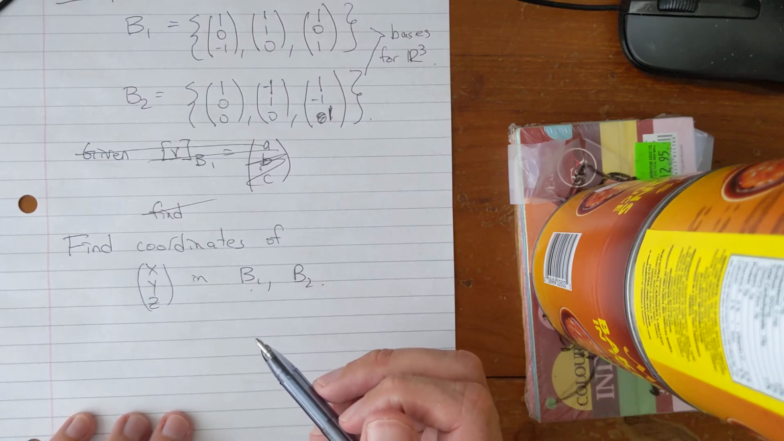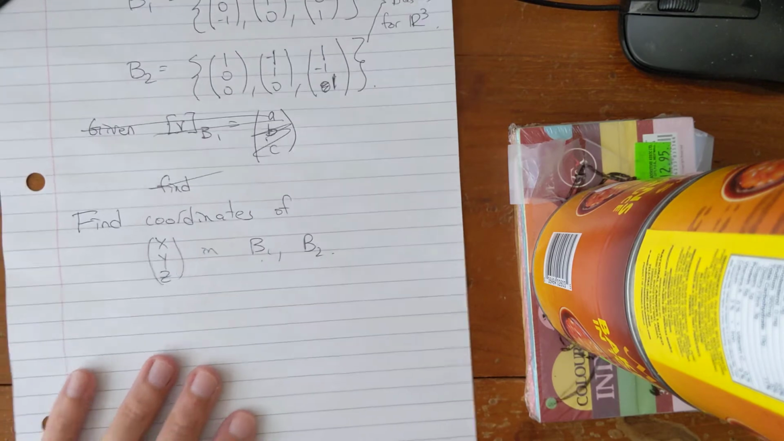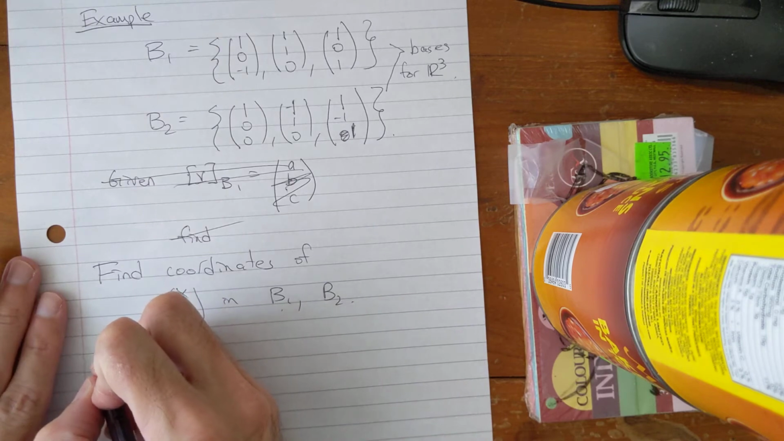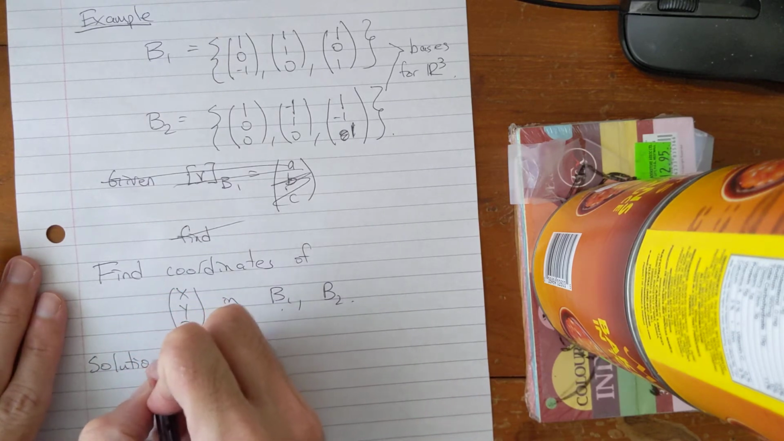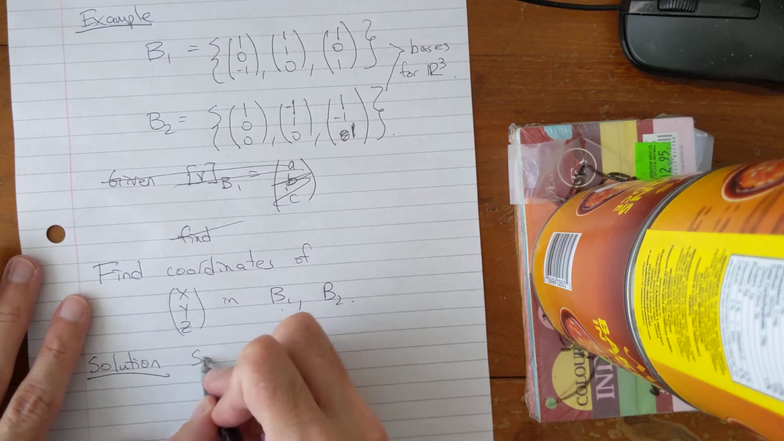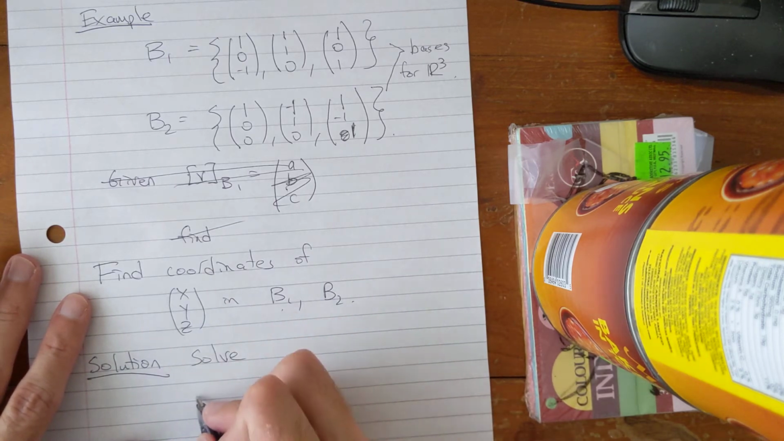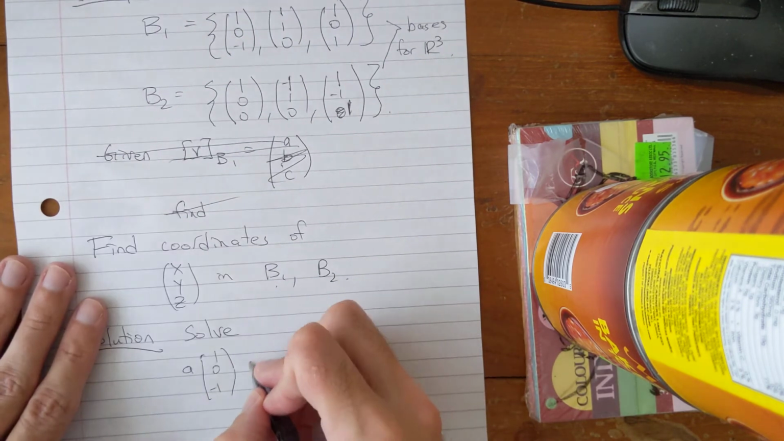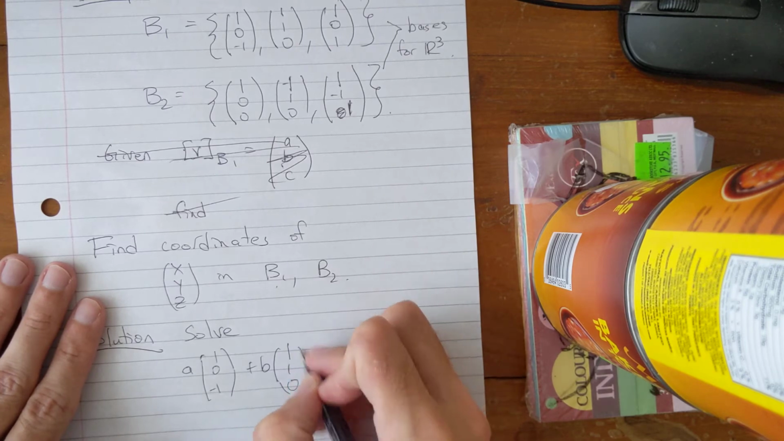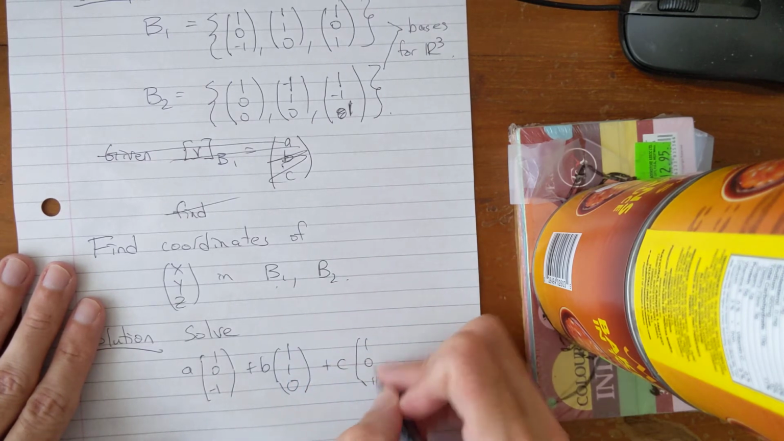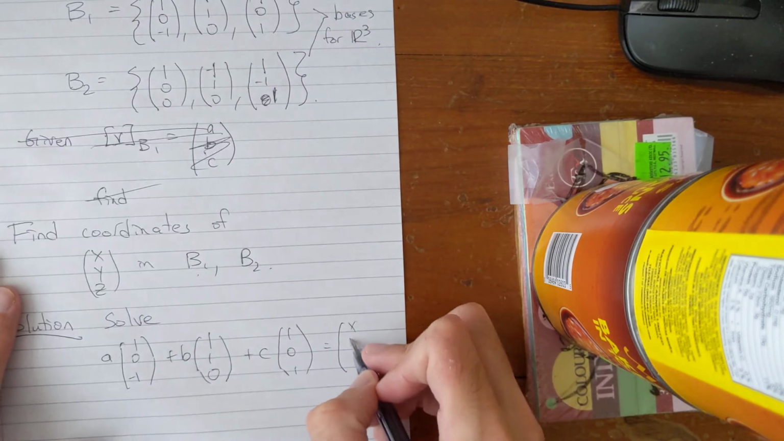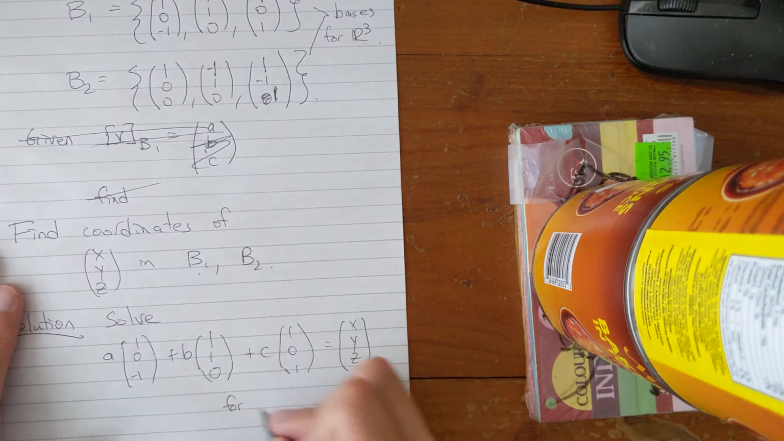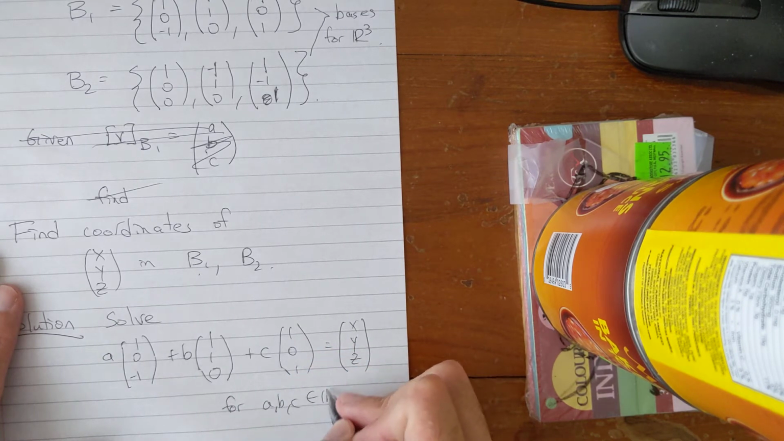Let's see how. Well, it's not too bad. So we must solve some equations. You have to solve this one equation like this. Right? And we have to do this for real numbers a, b, and c.